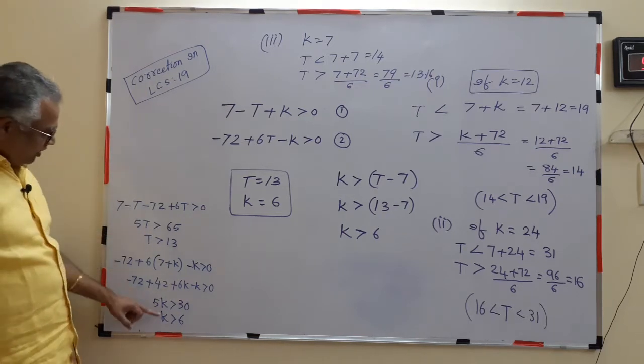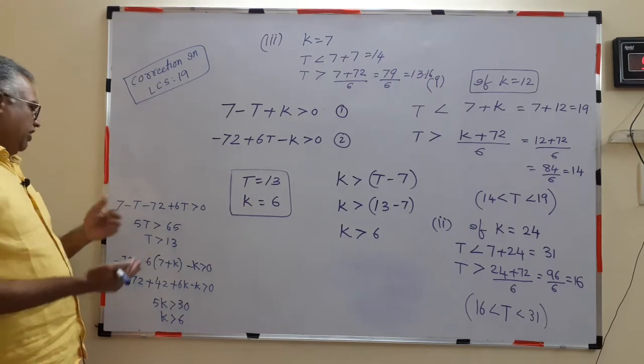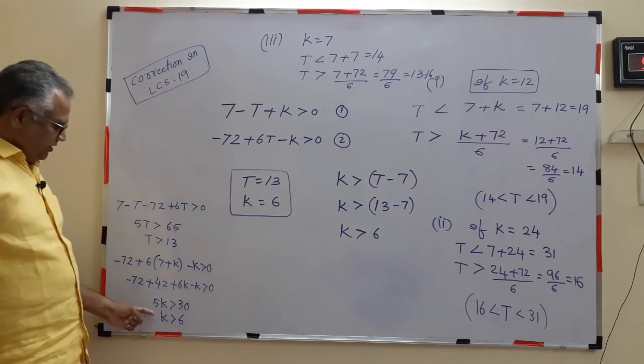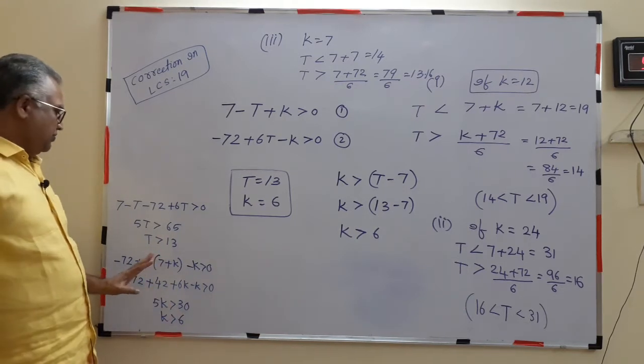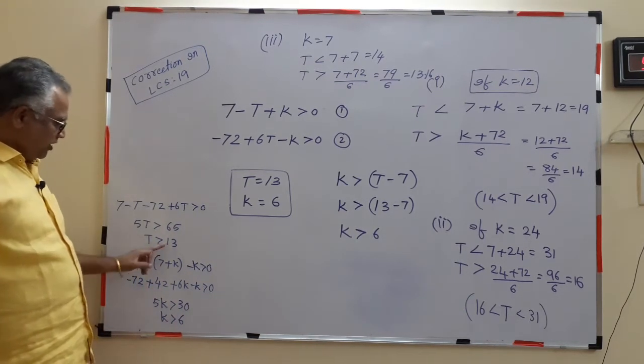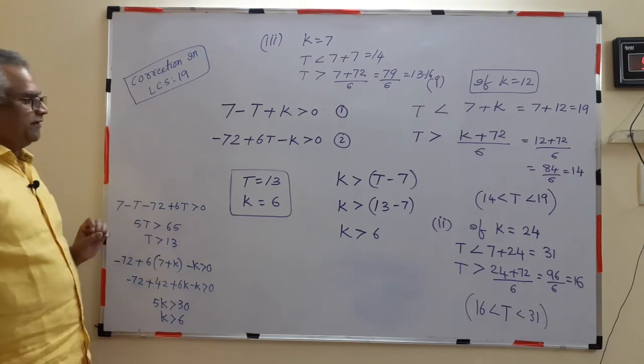Now these two are not independent. Can I take any value of t greater than 13 and any value of k greater than 6? No. Just a rough idea: this is greater than 6, this is greater than 13.